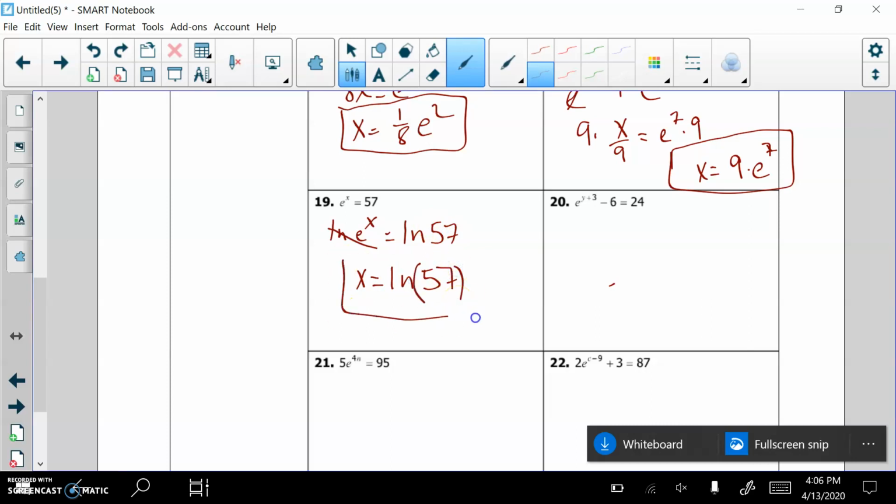And again, calculate that out into a decimal or stop there. Either way, that's fine. Number 20, we want to add the 6 over to isolate. So I guess I should have said isolate, then condense at the beginning of this video.